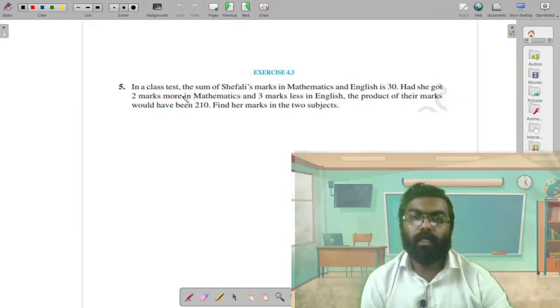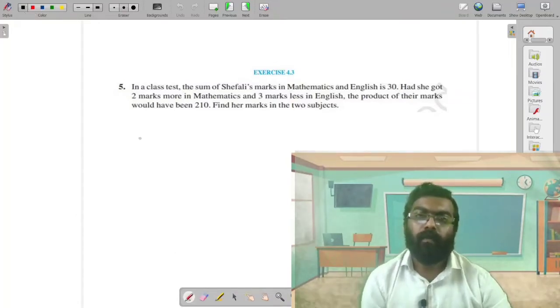In a class test, the sum of Shefali's marks in mathematics and English is 30. Had she got 2 marks more in mathematics and 3 marks less in English, the product of their marks would have been 210. Find her marks in the two subjects. Okay. So the sum of marks obtained in mathematics and English is 30. So we can take the marks obtained in mathematics as x.